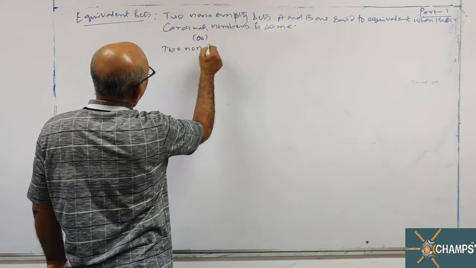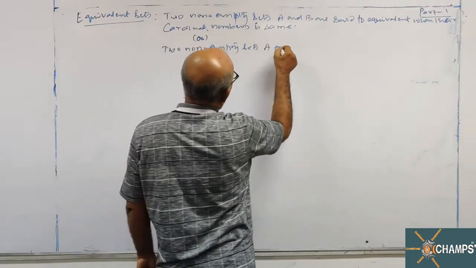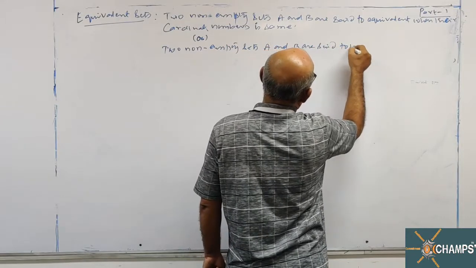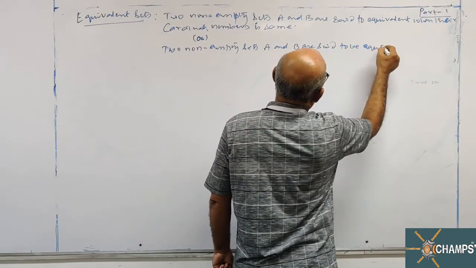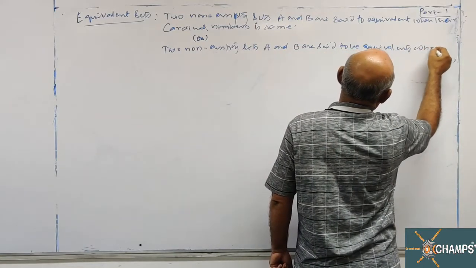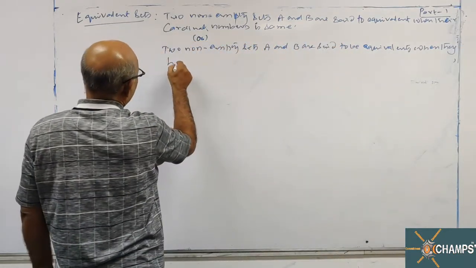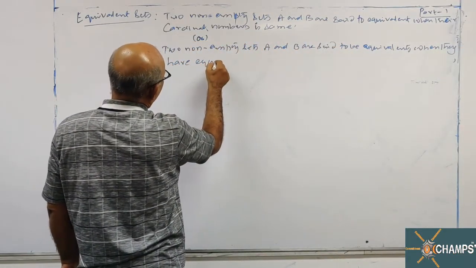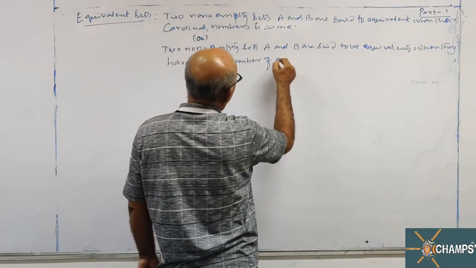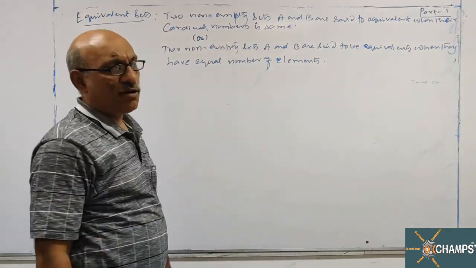Two non-empty sets A and B are said to be equivalent when they have equal number of elements.